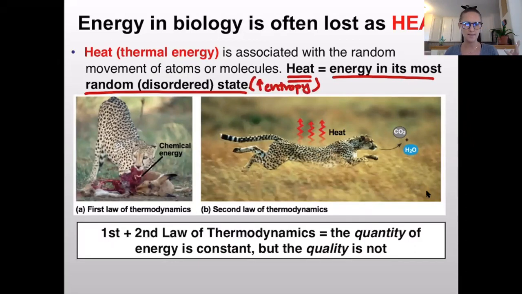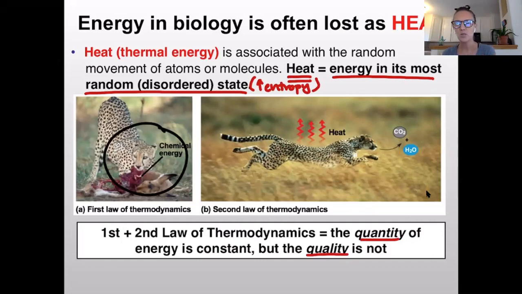So what this means is that basically the first and second laws of thermodynamics together define that the quantity of energy is constant. The amount of energy doesn't change. However, the quality of it does. So let's look at this leopard here. This leopard is consuming energy by eating this gazelle. That is in the form of chemical energy. So it's eating the chemical energy stored in that deer meat.